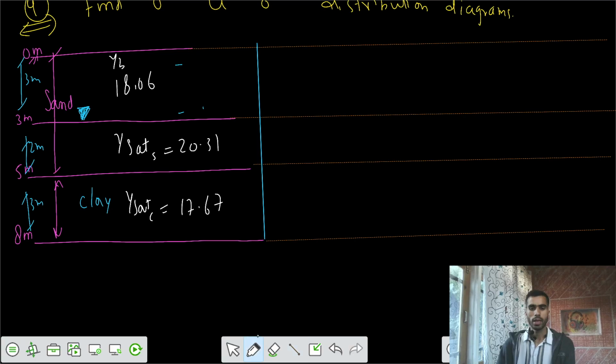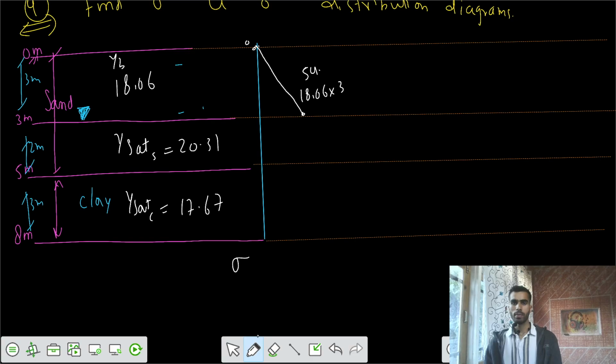Let's go for case one, the total stress. At the top you have zero load, zero meters, so zero stress at the top. After that we have gamma bulk into 3 meters, a linear variation over that 3 meters, so that's 18.06 into 3. How much is that?